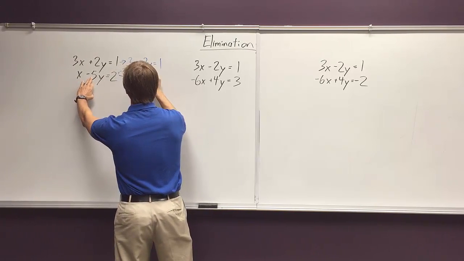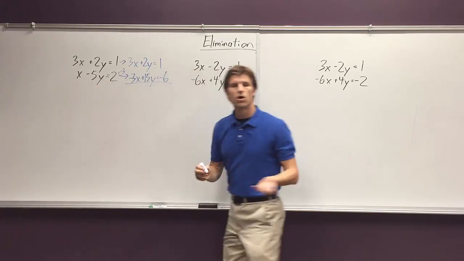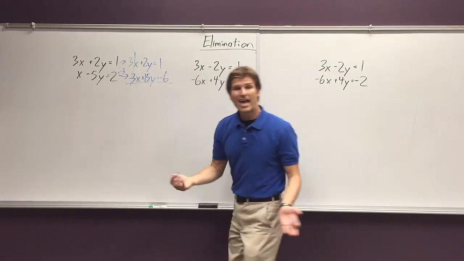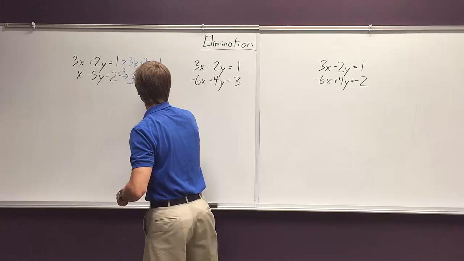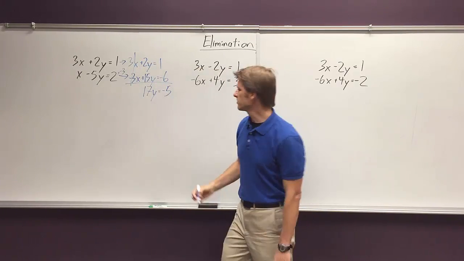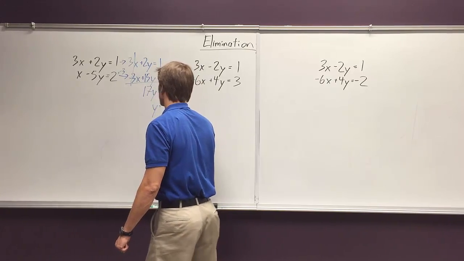-3x plus 15y equals -6. Why would I do that, you ask? Probably you already know. Because when I add them, now the x's disappear. I get 0 x's plus 17y equals -5. That tells me that y is equal to -5/17.